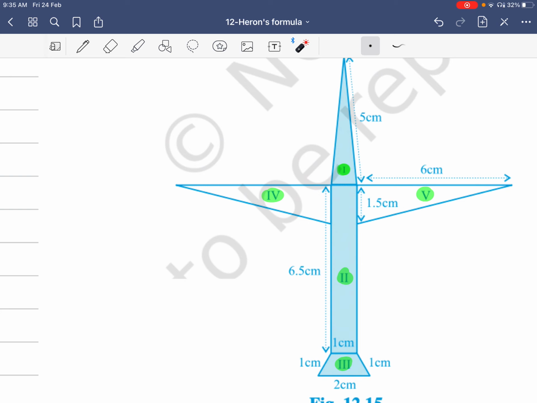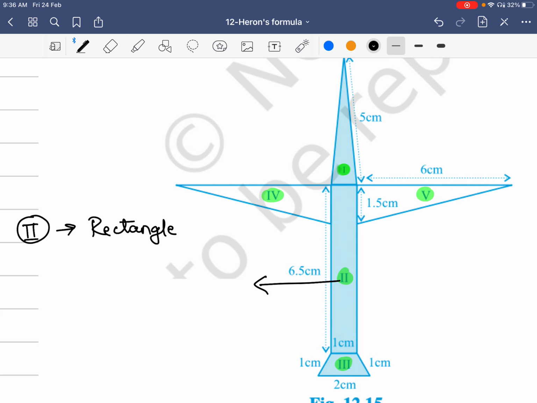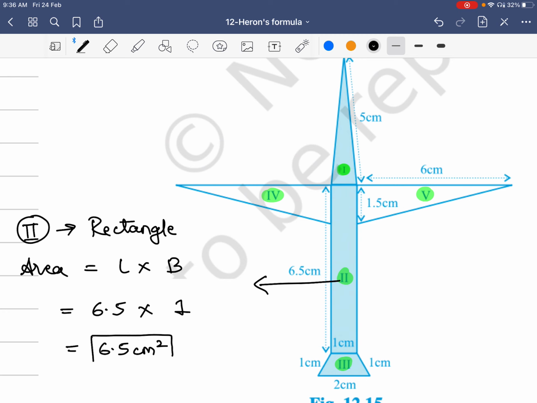Area is length into breadth. So, the rectangle we can very easily find out. Part 2 is a rectangle, a very obvious thing. So what is the area of the rectangle? It's length into breadth. What is the length here? This is the length. Length is 6.5 centimeter and breadth is 1 centimeter. Quite simple again, 6.5 into 1, which is nothing but 6.5 itself. So it's going to be 6.5 centimeter square. This becomes the area of the second part, which is a rectangle.